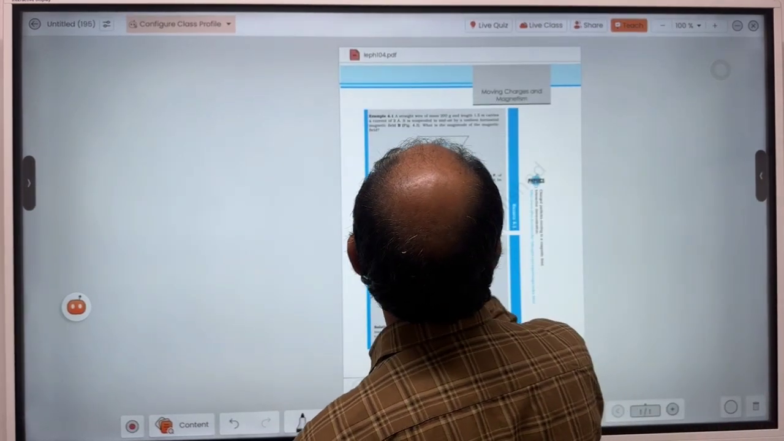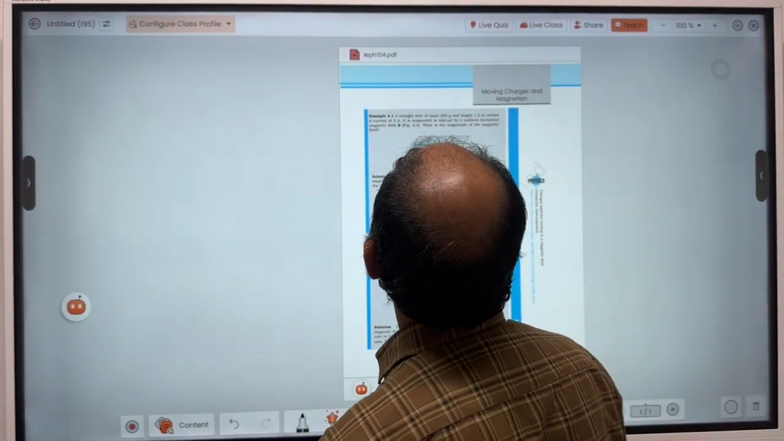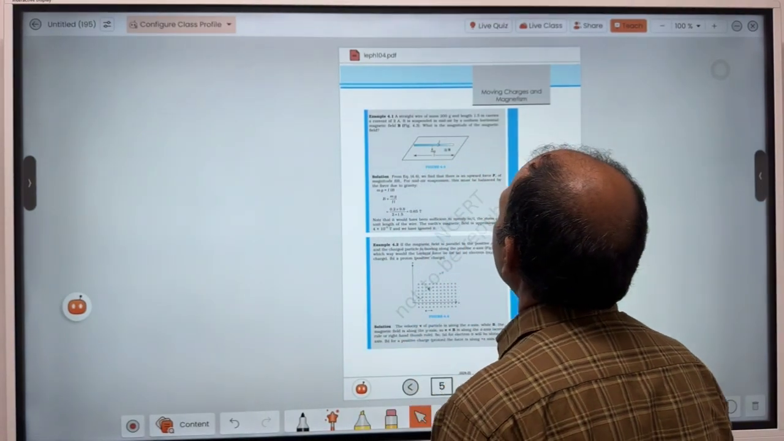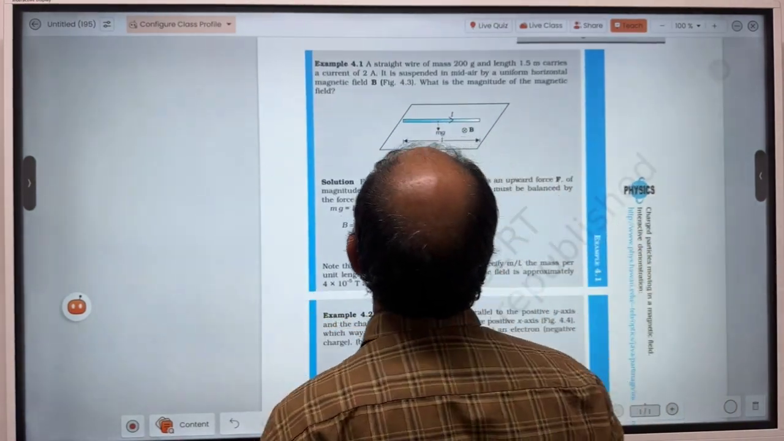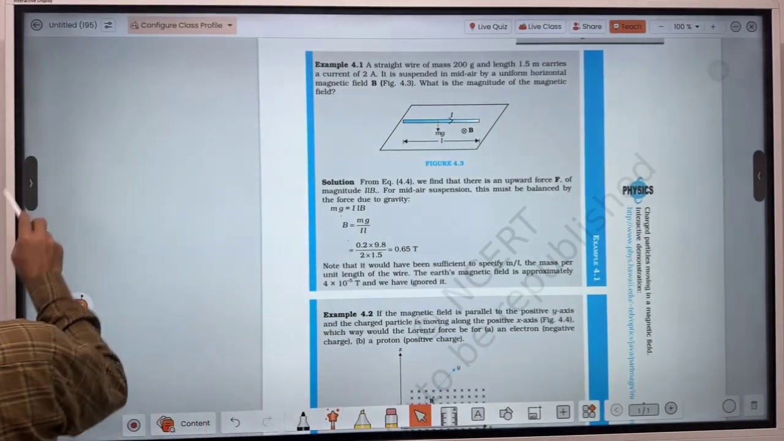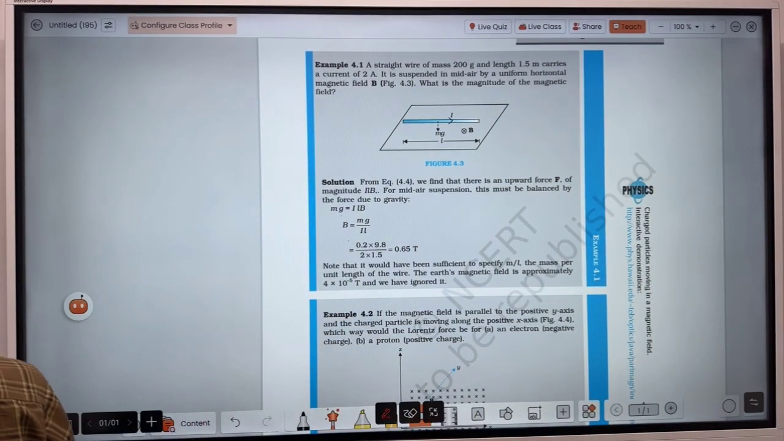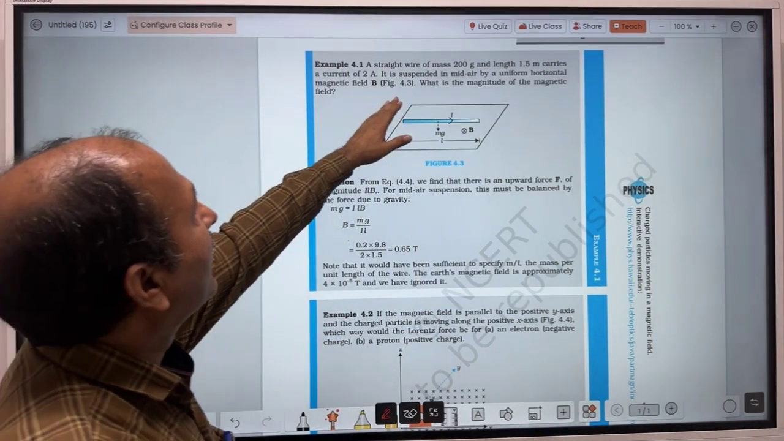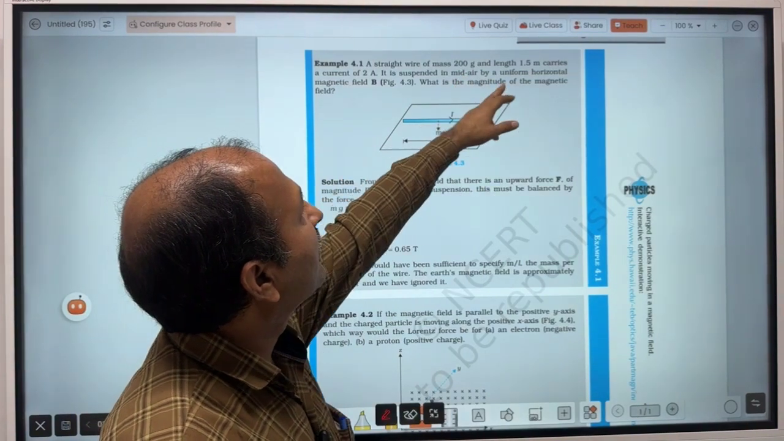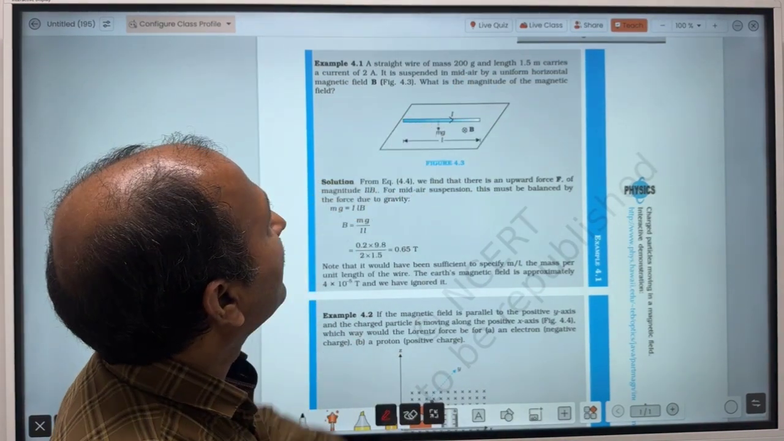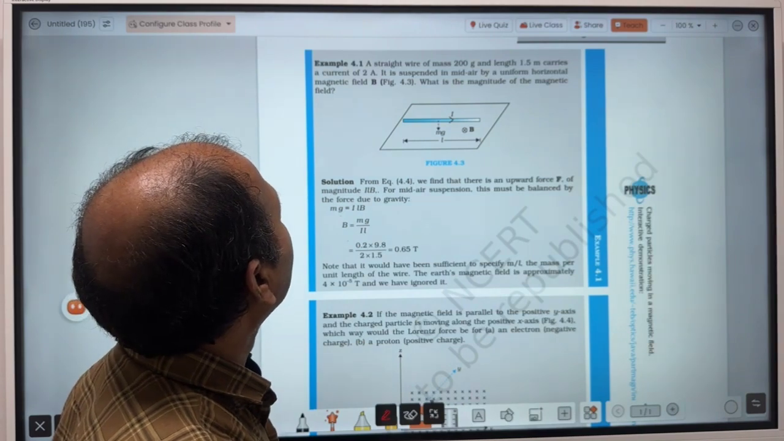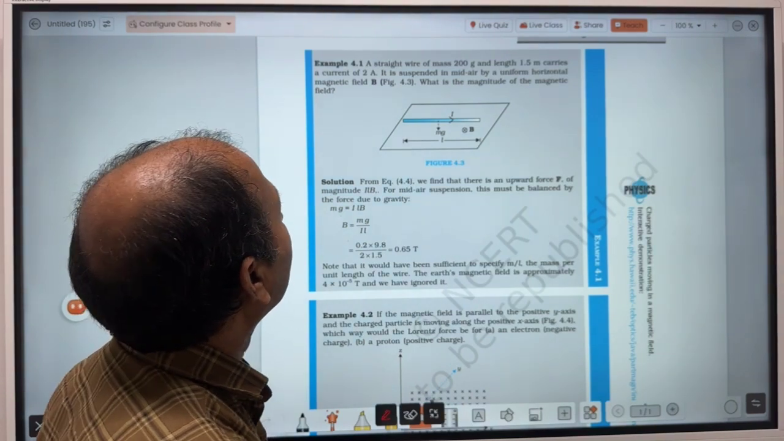So this is a simple concept. Now here there is one question in which the force on the conductor and its weight are to be balanced. So the question is simple. If you read it, what do you observe? A straight wire of mass 200 gram and length 1.5 meter carries a current of 2 ampere. It is suspended in mid-air by a uniform horizontal magnetic field B. What is the magnitude of the magnetic field?